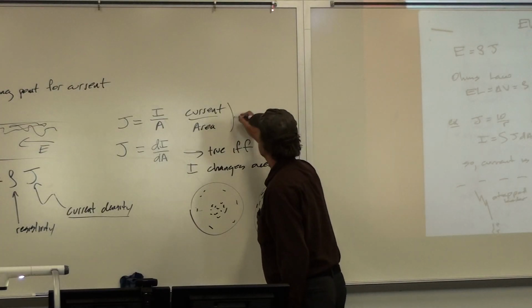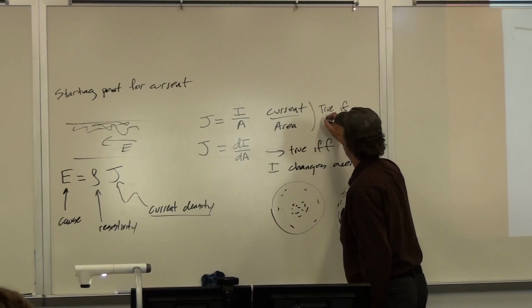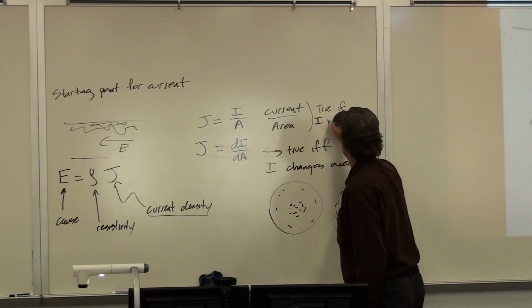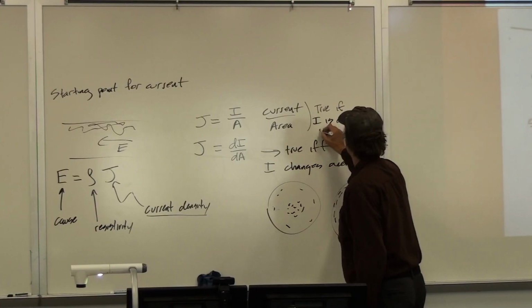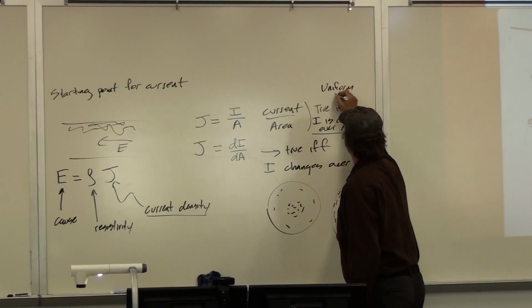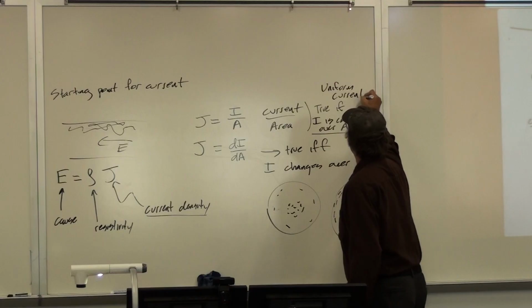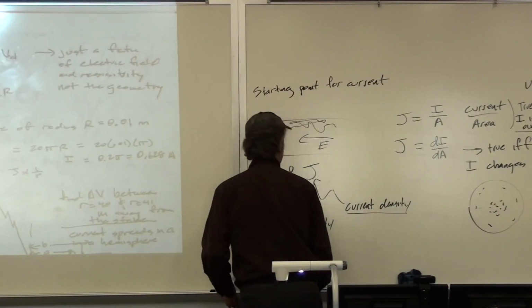But here, this is true if the current is constant over the area. In other words, a uniform current. And so why is this considered a more basic relationship?